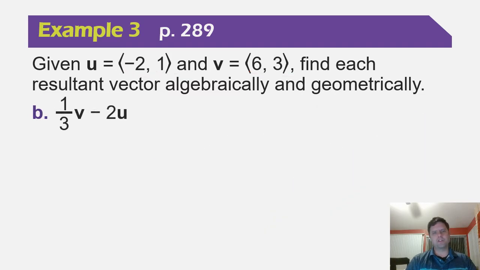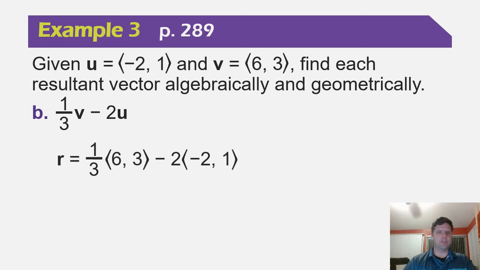What about 1/3 v minus 2u? Well, again, all we're going to do is distribute that 1/3 through the v, first of all, and then we'll subtract 2, which will be distributed into the u. So 1/3 times 6 should be 2, and 1/3 times 3 should be 1. The negative 2 times negative 2 is going to be a positive 4. Negative 2 times 1 would be a negative 2. So we have 2, 1 plus 4, negative 2.